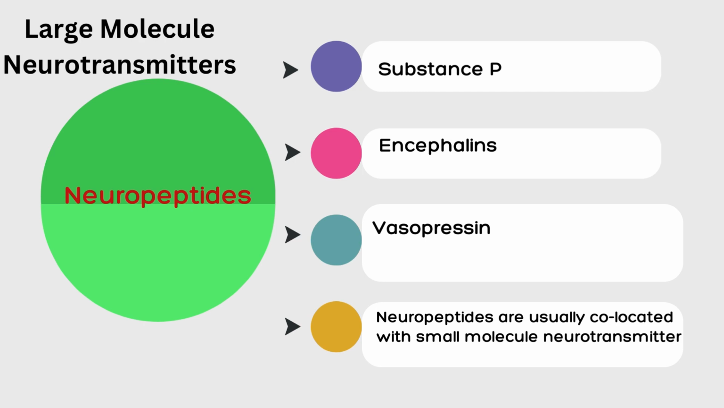Let's look briefly at large molecule neurotransmitters. These are generally neuropeptides, such as substance P, enkephalins, vasopressin, among others. These neuropeptides are usually co-located together with the small molecule neurotransmitters that we are going to look at next.